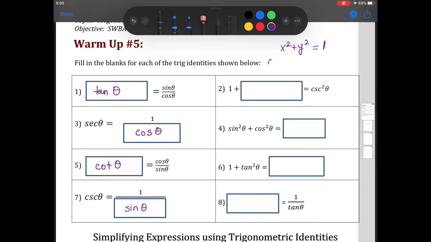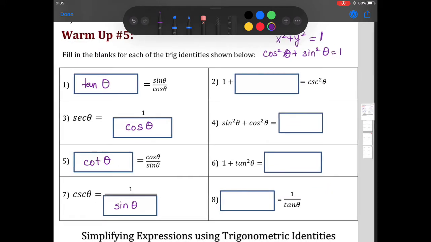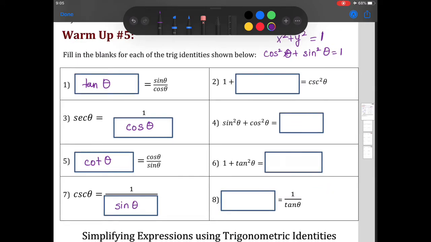If I was to write this in terms of sine and cosine, x is cosine and y is sine, so I can say cosine squared theta plus sine squared theta equals 1. And that's number 4, that sine squared theta plus cosine squared theta is equal to 1. They actually all come from this. If I divide this whole thing by cosine squared theta, what do I get? I get this number 6.